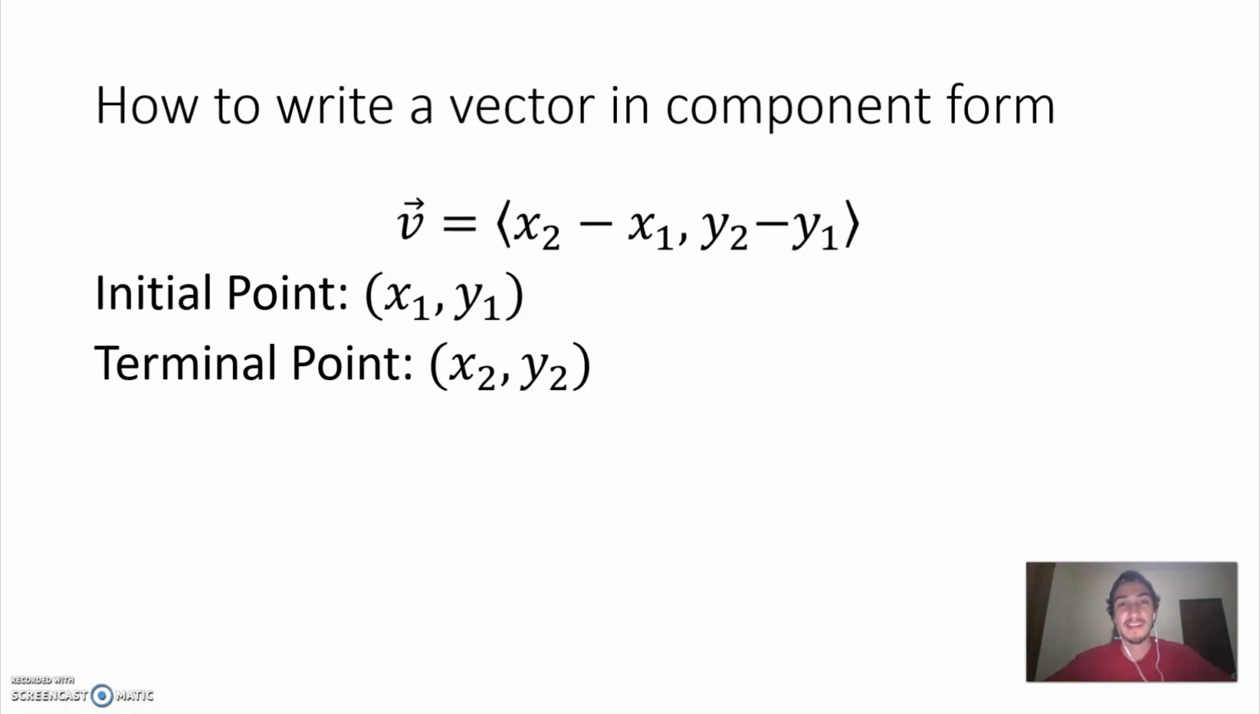So first, let's discuss how we're going to represent vectors. You'll notice that vectors are going to be represented by these angled brackets. And that's how we're going to differentiate them from points or intervals. So angled brackets is what you need to keep in mind. And so for our x component, we're just going to take x2 minus x1, and for our y component, we're going to take y2 minus y1, where the initial point is (x1, y1), and the terminal point is (x2, y2).